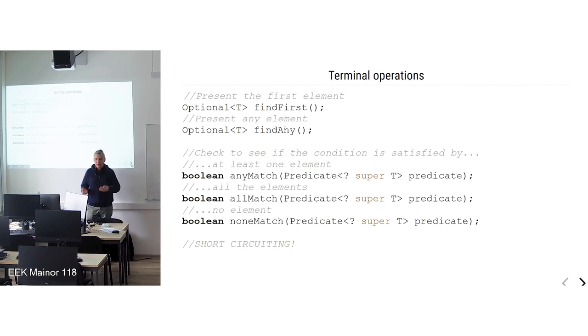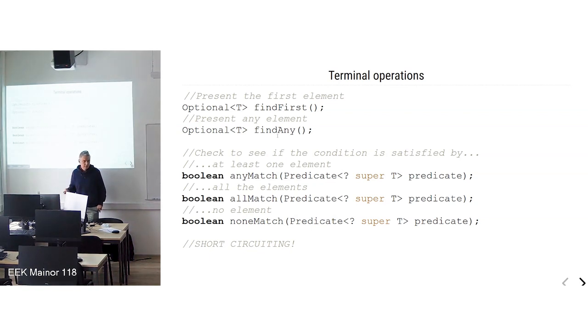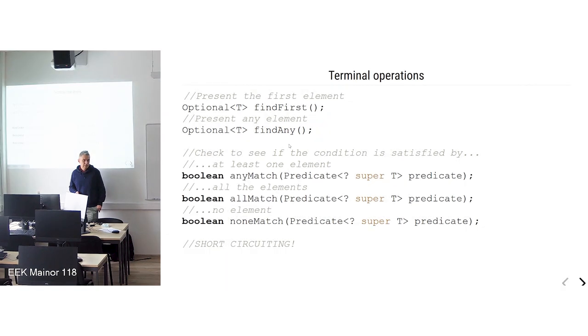Okay, and then terminal operations. So we have already prepared the stream that we wanted, and now we want to materialize it, just collect it into some map or list or something. So what do we have here? First of all, we have find first and find any methods that will present us the first element or any element. And what's the difference between these two? Actually, no difference if we are talking about single-threaded streams, because the first element that it meets will be any element. But if you are going to utilize parallelized streams in a multi-threaded environment, then this makes a difference, because this one will be easier to find. It must not necessarily be the first one.